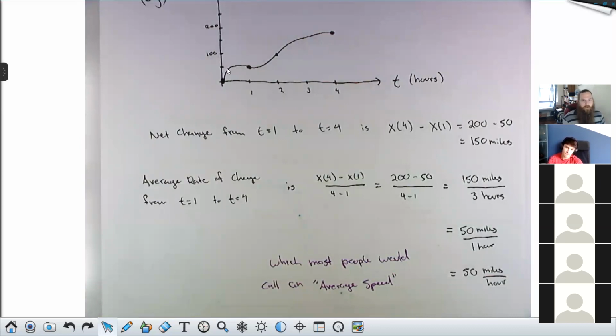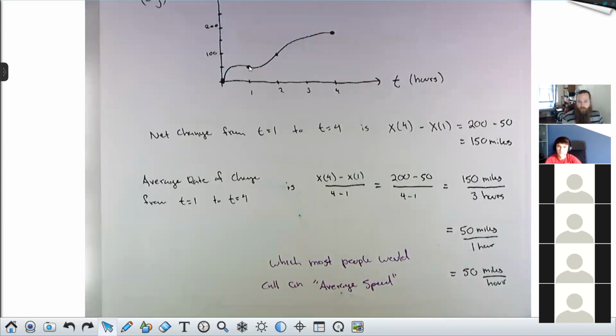But if you imagine like how fast the graph is increasing or decreasing at any one point or over very, very small intervals, I would say I'm going really fast here. Like I leave my house really rocking it. But then we slow down as the graph gets more shallow, right?